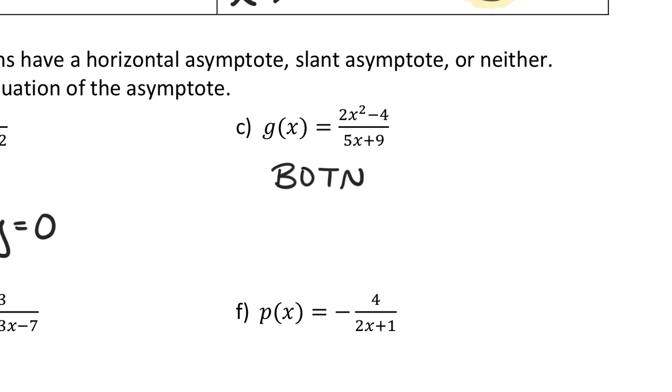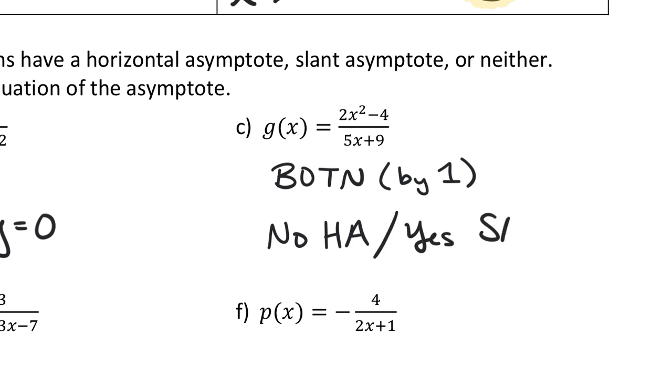Okay, Botn, we pause, because Botn does not have a horizontal asymptote, but we have to ask ourselves, does it have a slant asymptote? How much bigger on top is it? It's by 1. So this is actually a Botn by 1. It's bigger on top by 1. That means that it does have a slant asymptote. We're not going to find the equation of the slant asymptote just yet. So we're going to say there is not a horizontal asymptote, but there is a slant asymptote.